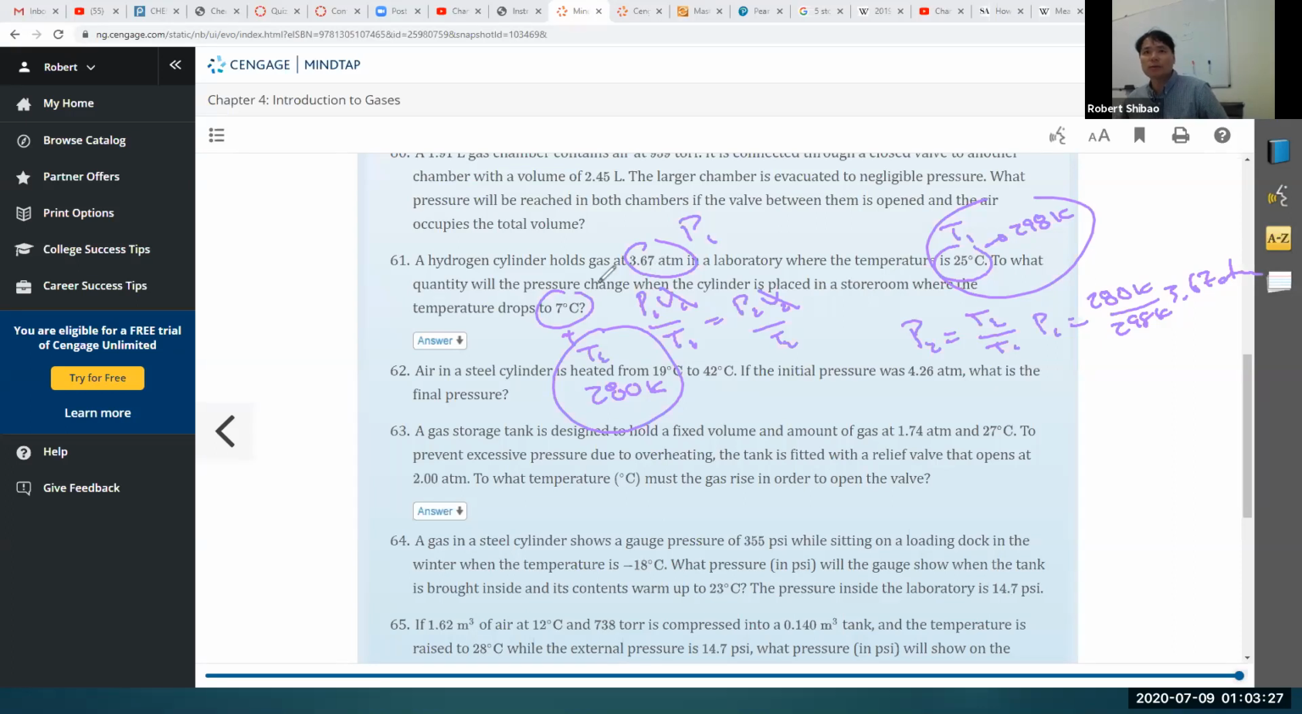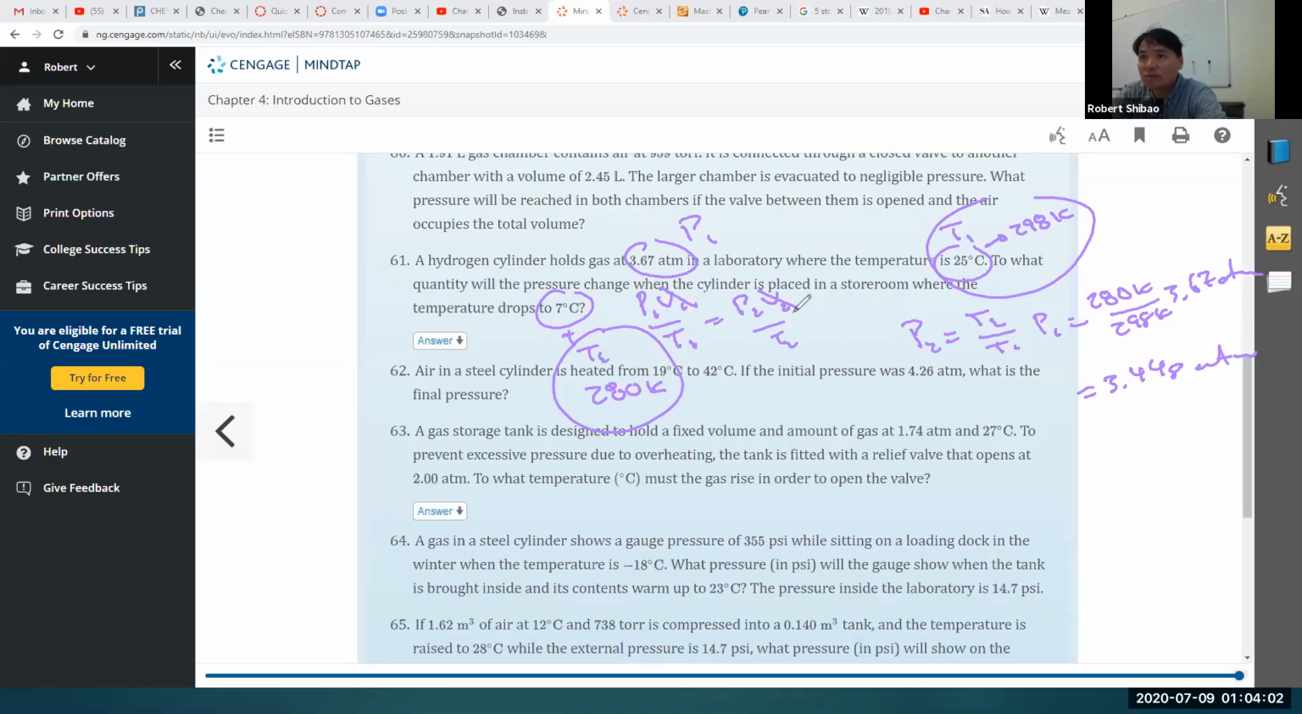To what quantity will the pressure change? So they're asking, not for the final pressure, but for the pressure change. And so we need one more step here. The final pressure is going to be 280 times 3.67 divided by 298. And so the final pressure is 3.448 atmospheres. So we start off at 3.67, we end up at 3.448.